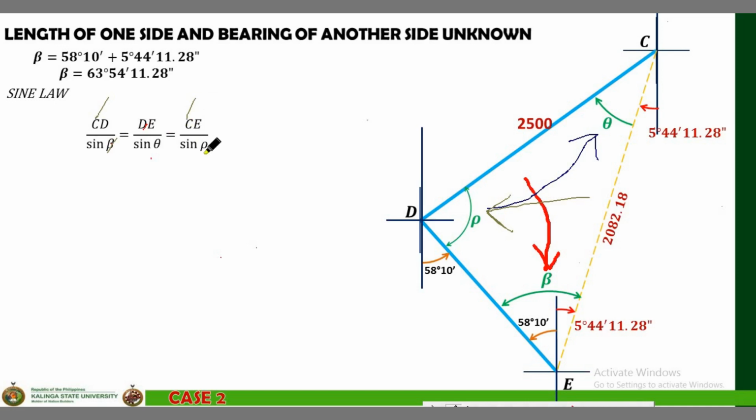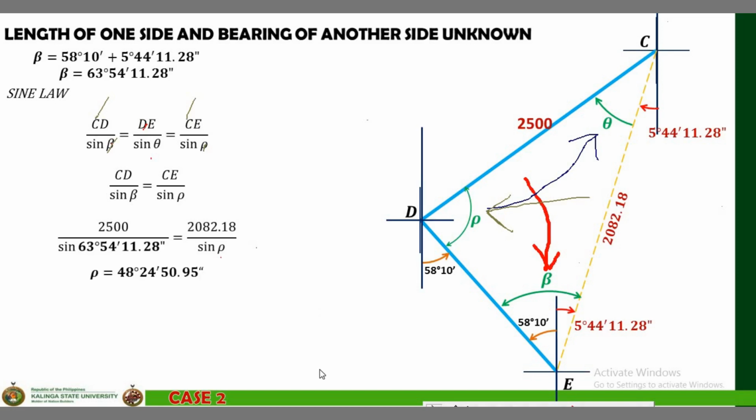Pero wala akong rho. But I can use this relationship. CD over sine beta is equal to CE over sine rho. So, substitute ko lang yung mga values. If you try to input this in your calculator, ang lalabas sa calculator nyo, rho is equal to 48 degrees, 24 minutes, 50.95 seconds. That is rho.